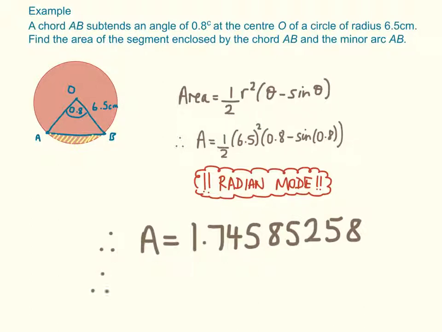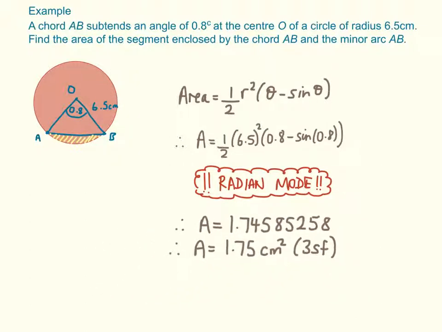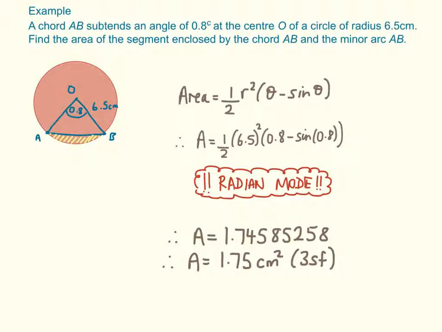1.74585258. And then you're going to want to round that to whatever the question's asking. So let's round it to 3 significant figures. So it's 1.75 centimetres squared. Okay, done. Easy stuff. Answer the easy questions on exercise 6C, and in class we can concentrate on the tougher ones. Okay, good luck.